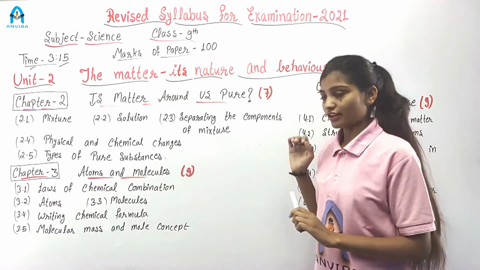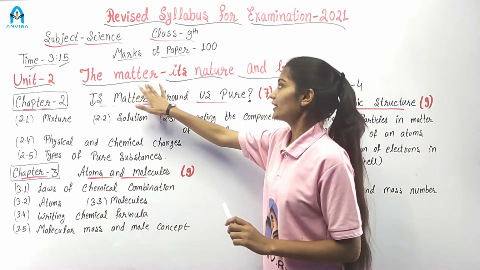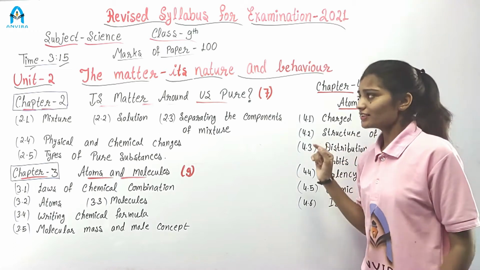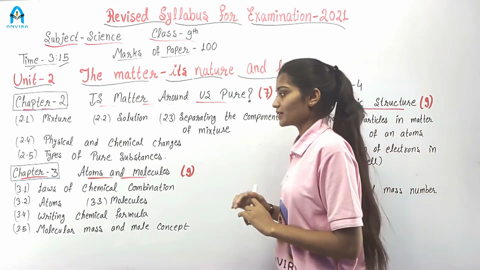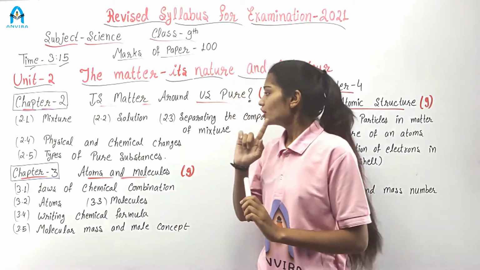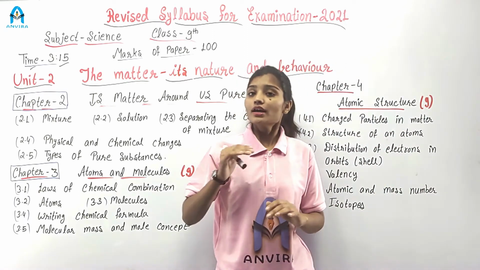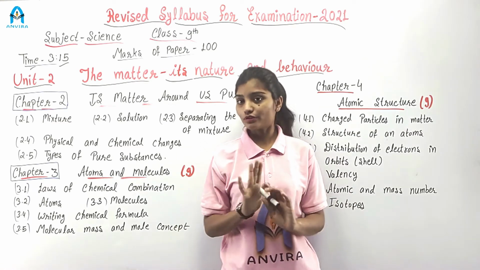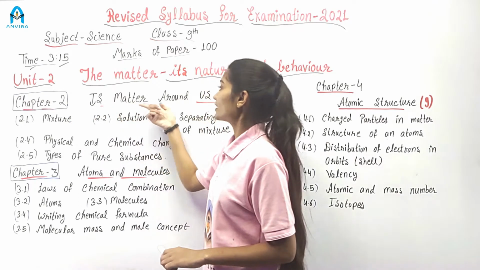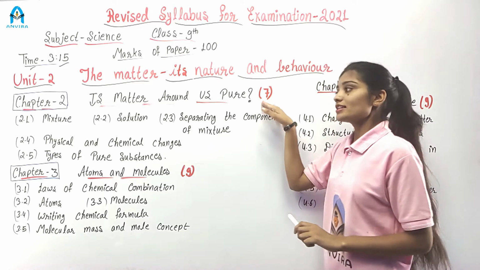ओके, देन इन अवर सिलेबस फर्स्ट वन यूनिट सेकंड विच इज द मैटर, इट्स नेचर एंड बिहेवियर. ओके, एंड इन दिस यूनिट द टोटल नंबर ऑफ चैप्टर्स आर फर्स्ट, सेकेंड, थर्ड एंड फोर्थ. ओके, जो चैप्टर फर्स्ट है मैटर इन अवर सराउंडिंग्स. ओके, जो चैप्टर फर्स्ट है उसको कंप्लीटली रिमूव कर दिया गया है. ओके, एंड चैप्टर सेकेंड विच इज मैटर अराउंड अस प्योर एंड द टोटल नंबर फॉर दिस चैप्टर इज 7.